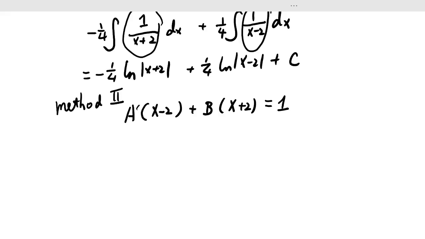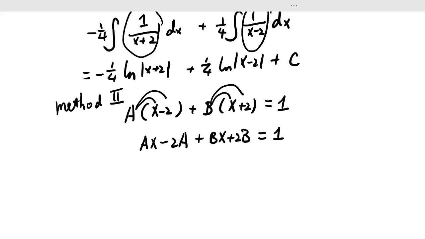So we're gonna distribute a and b, so that's gonna be ax minus 2a plus bx plus 2b equals to 1. I'm gonna combine like terms, ax and bx. That's gonna be a plus b times x, negative 2a plus 2b equals to 1.